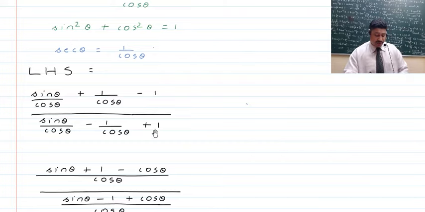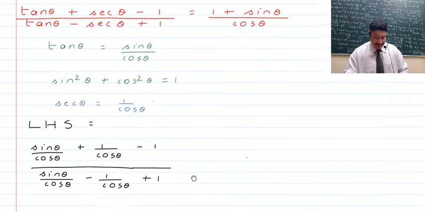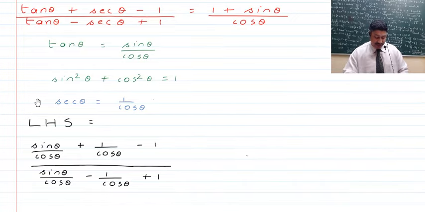So here first what we do is convert every trigonometrical ratio in terms of sine and cos, that is tan theta to sine theta upon cos theta plus sec theta to be 1 upon cos theta minus 1, and then in the denominator we have tan theta, which becomes sine theta upon cos theta, minus sec theta, which is minus 1 upon cos theta, plus 1.